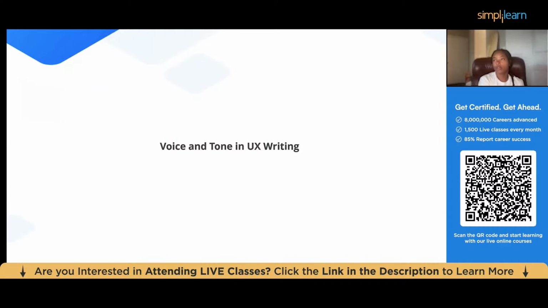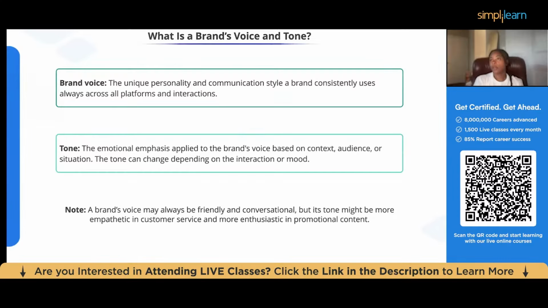next we're going to go over voice and tone in UX writing. As far as brand voice, it is described as the unique personality and communication style a brand consistently uses across all platforms and interactions, while tone is described as the emotional emphasis applied to the brand's voice based on context, audience, or situation. The tone can change depending on the interaction or mood.